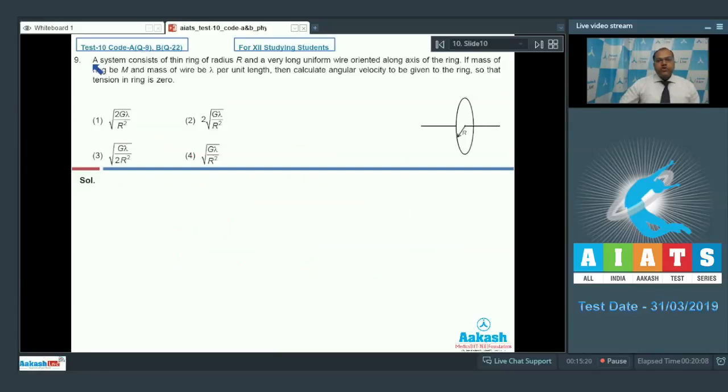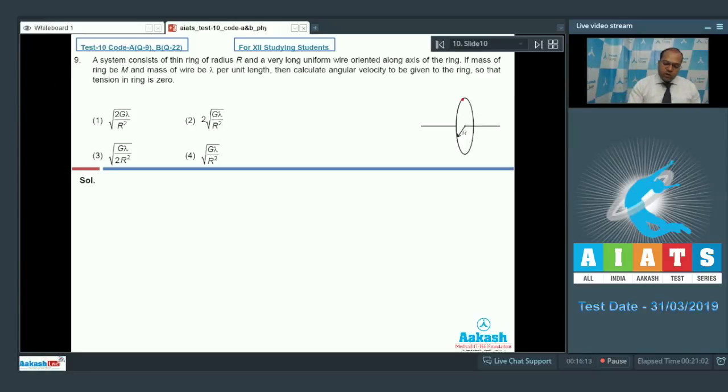In question number 9, a system consists of a thin ring of radius r and a very long uniform wire oriented along the axis of the ring. If mass of ring be m and mass of wire be lambda per unit length, then calculate the angular velocity to be given to the ring so that tension in the ring is 0. So in order to have the tension in the ring to be 0, the required centripetal force must be provided by the gravitational force.